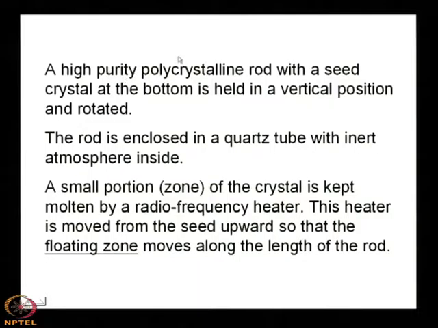Here also you find that the starting material is polycrystalline silicon, and in our last class we have discussed the synthesis of high purity polycrystalline. Can you remember? We have synthesized very high purity polycrystalline silicon of the order of 10 N or 11 N purity. So, in almost all the cases, be it Czochralski technique or float zone technique, the starting material is high purity polycrystalline silicon. And here also a high purity polycrystalline rod with a seed crystal.